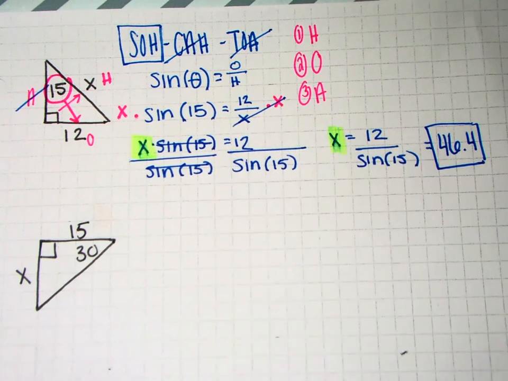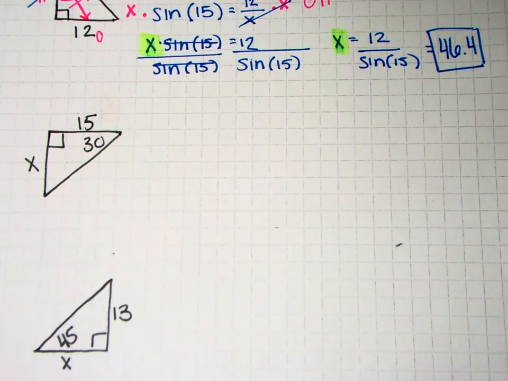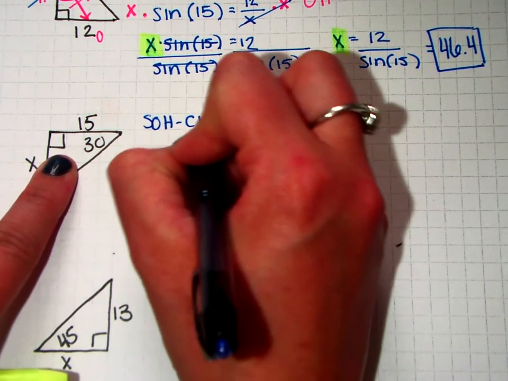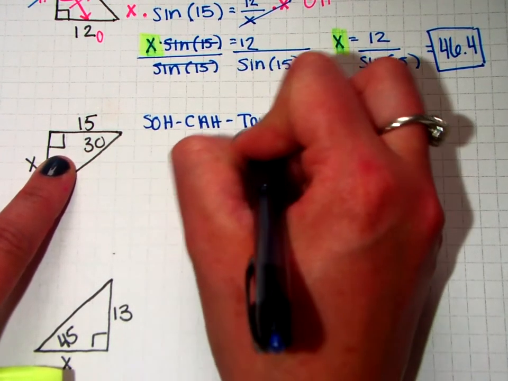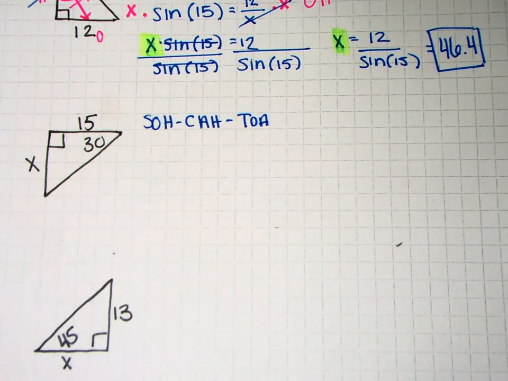So let's go ahead and do the next one. We're going to do it a little bit quicker this time using the same idea. So I see a right angle. I'm going to go ahead and write SOHCAHTOA. There is no shame in your game by writing SOHCAHTOA on your paper. I have written it on my paper for years. It's not a big deal. It's going to help you remember it.